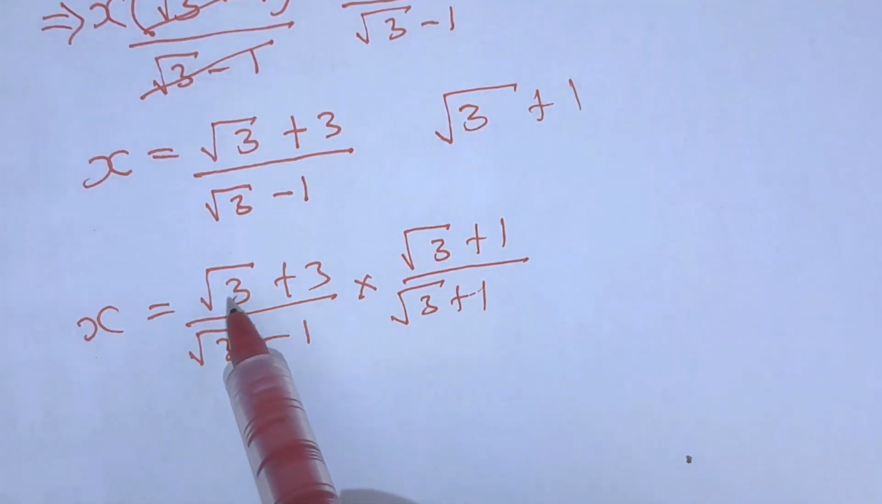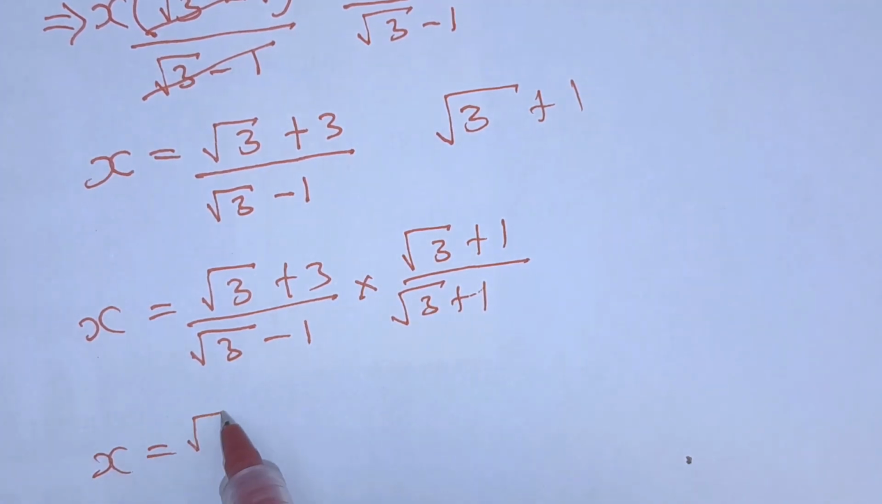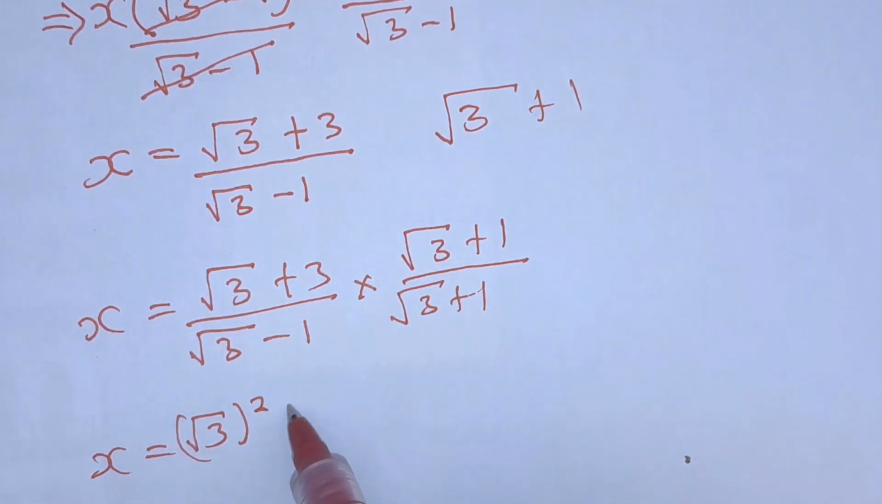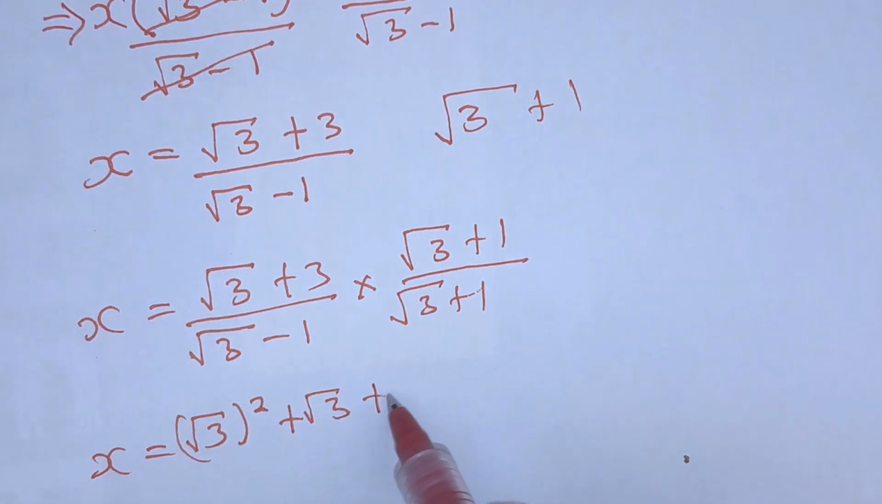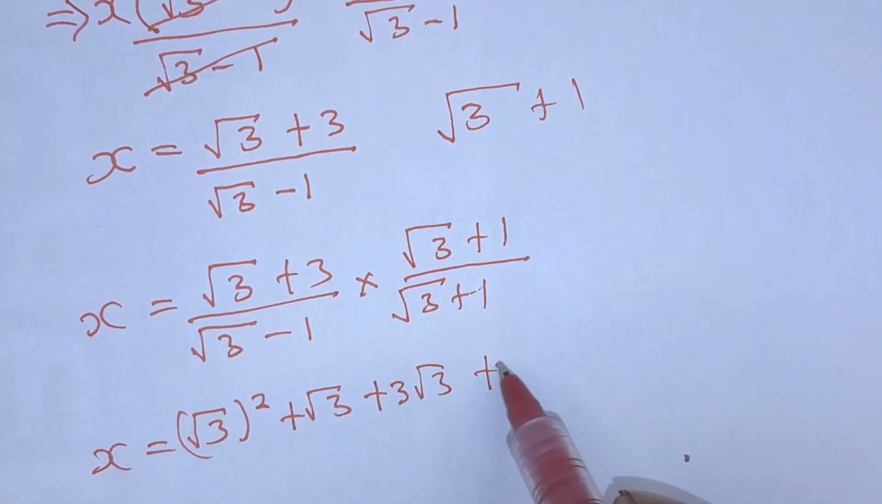Right? So root 3 times root 3, we have root 3 squared. Root 3 times 1, we have root 3. Root 3 times root 3, we have plus 3 root 3. Root 3 times 1, we have plus 3.